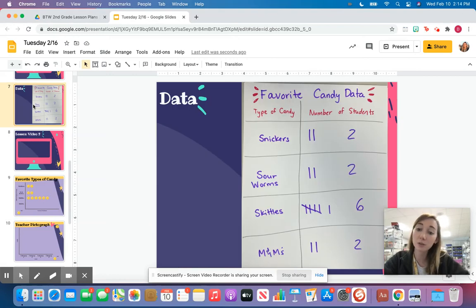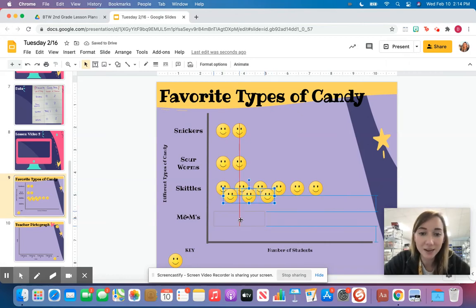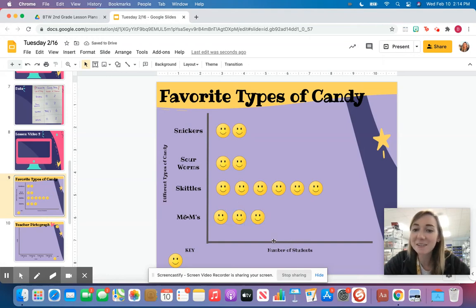How many people chose M&Ms? 2 people chose M&Ms. So now I need you guys to show me on your fingers how many smiley faces do we need for M&Ms. Show me on your fingers. We need 2 smiley faces for M&Ms. And so I have 3 right here. Is that correct though? No, what do I need to do? I need to erase one.